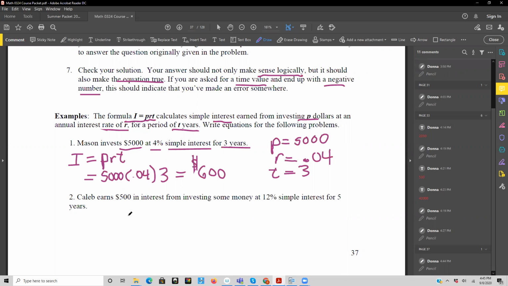Okay. All right, next one. Caleb earns $500 in interest from investing some money at 12% simple interest for 5 years. All right, so we're going to use I equals PRT because it's simple interest. Again, this is not practical, but we're going to use it anyways. So $500, you have to ask yourself which one of those variables that is. That's what he invests, so the principal is 500. 12% is the interest rate, obviously, so we're going to write that as a decimal. That's 0.12.